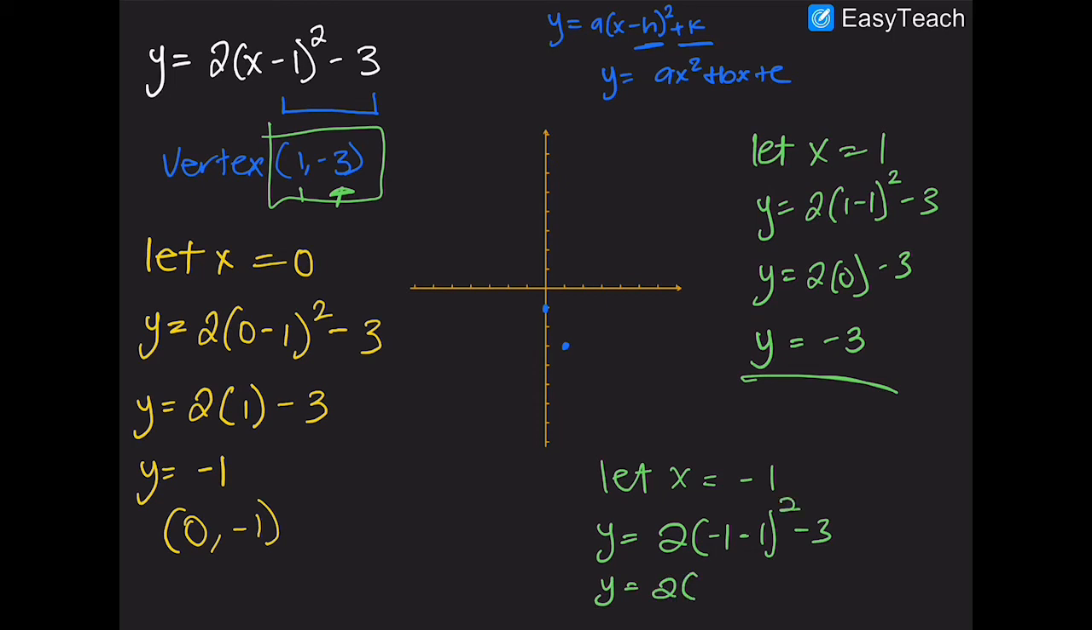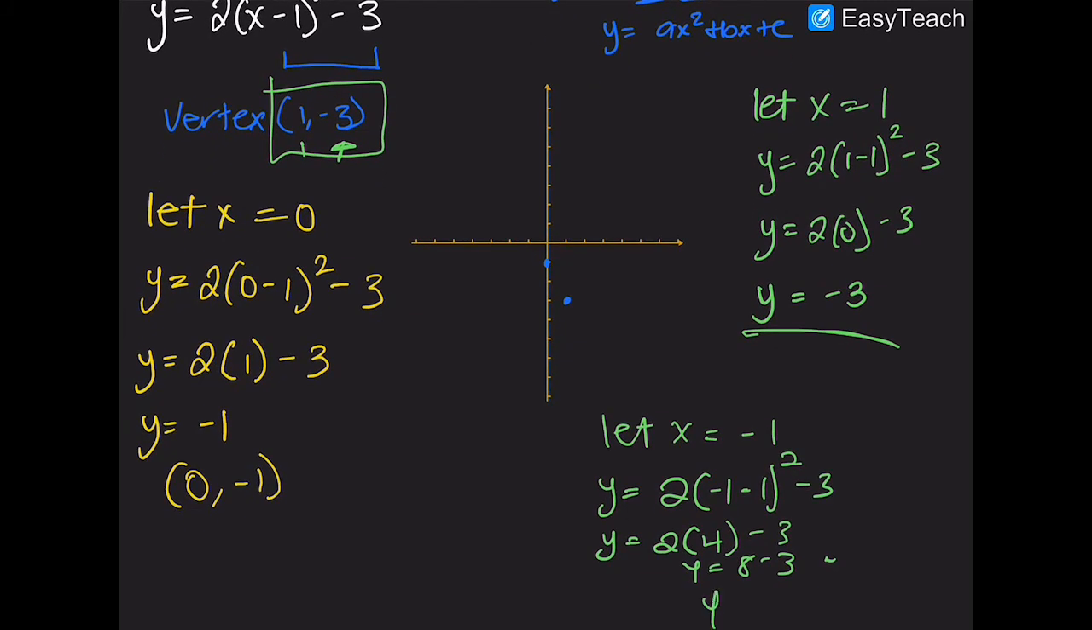Y would be equal to 4 minus 3. Y will be equal to 8 minus 3. So y would be equal to 5. So when x is equal to negative 1, y is equal to 5. So negative 1, 5. Whoa, that is very, very wonky.